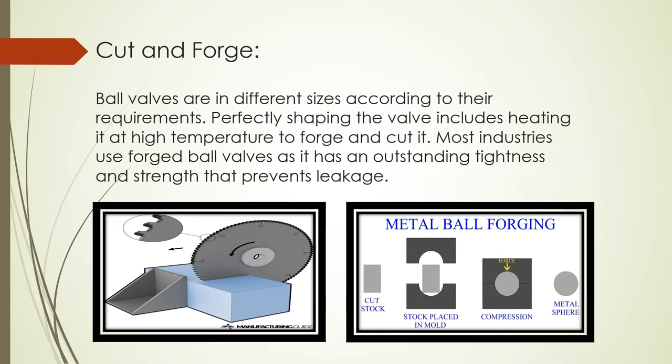Number 3, cut and forge. Ball valves are in different sizes according to their requirements. Perfectly shaping the valve includes heating it at high temperature to forge and cut it. Most industries use forged ball valves as they have outstanding tightness and strength that prevents leakage.